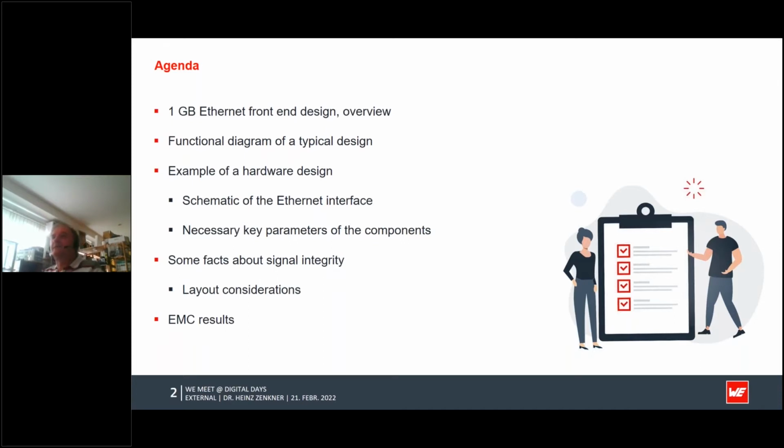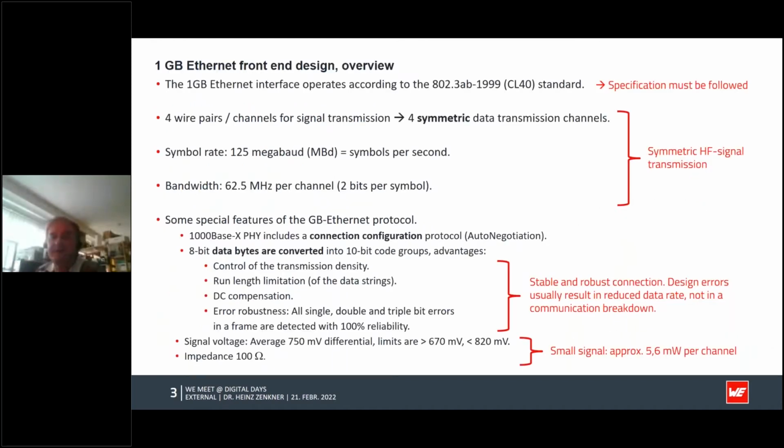So what is it about the gigabit Ethernet design? The gigabit Ethernet design has to be created according to a standard which is quite old. It was established in 1999, so quite a couple of years ago, and it's still valid. This means we have to follow specific parameters which are defined there.